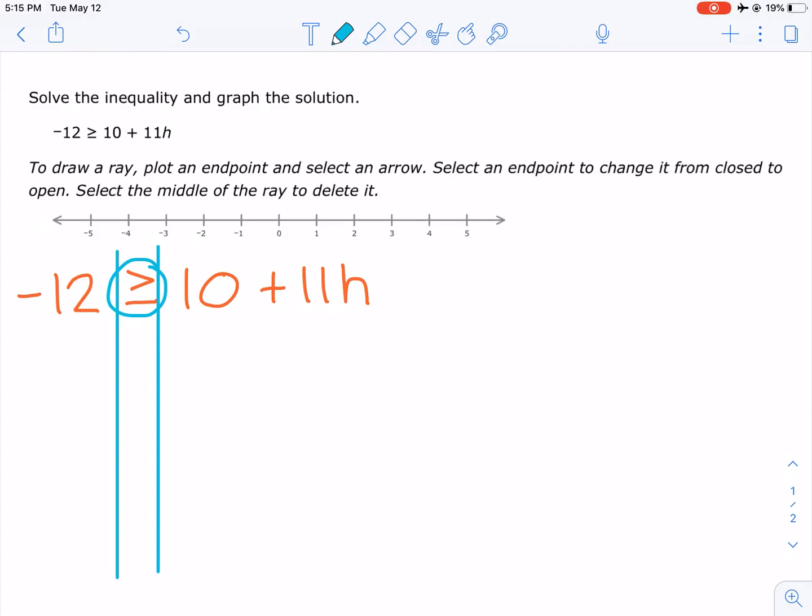The first thing that I see that I need to move away from my h is the positive 10. I have a 10 that's at the beginning of this side of my inequality. I don't want that there. I just want h by itself. So the first thing I'm going to do is subtract 10 from both sides. 10 minus 10, that cancels out. Negative 12 minus 10 would be negative 22. You could always grab your calculator if you weren't sure. Negative 22 is greater than or equal to 11h.